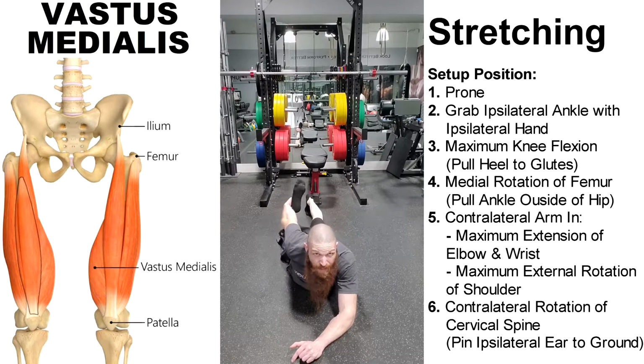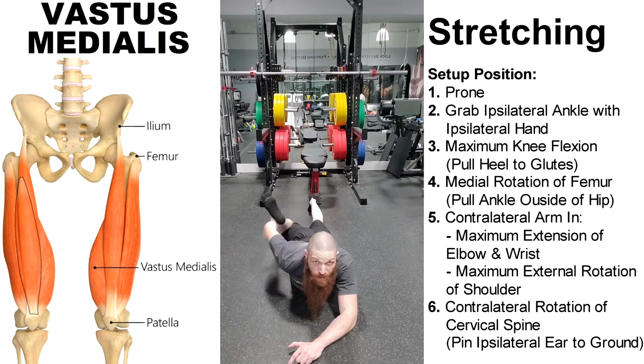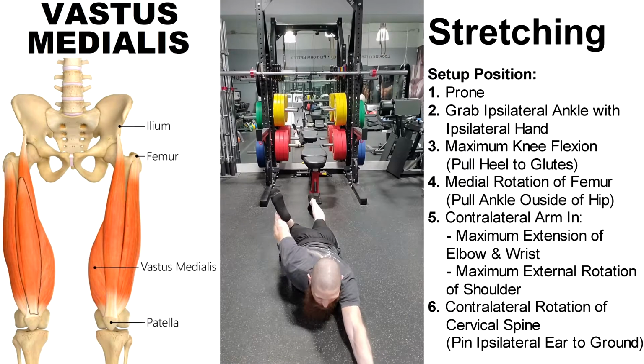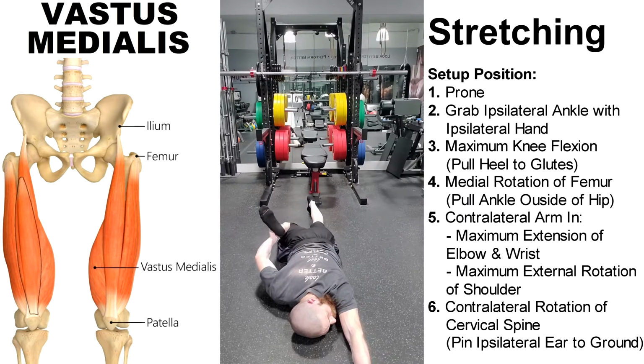You want to prioritize maximum knee flexion by driving the heel toward the glute, and you want to go into medial rotation of femur by bringing your ankle outside of your hip. With the contralateral arm, maximum extension of elbow and wrist, maximum external rotation of shoulder, and then at the cervical spine, we want to do a contralateral rotation by looking away from the side that we're stretching and pin the ear down to the ground. But this is the myofascial stretching exercise for the Vastus medialis muscle.